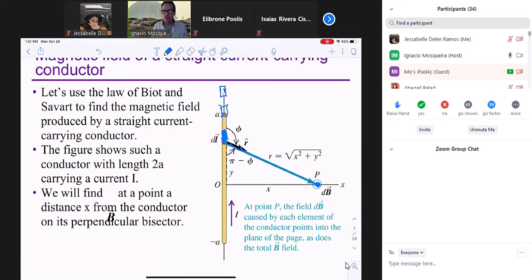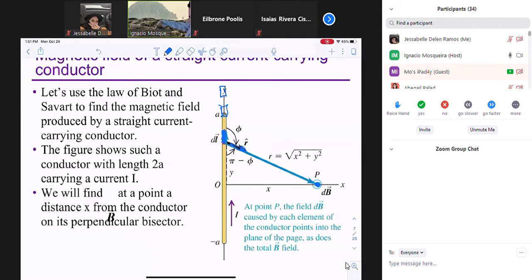You've got to do an integral. But anyway, there is r hat. So then I say dl cross r. I do my right-hand rule. So it's dl and then cross r, and that points into the computer screen.